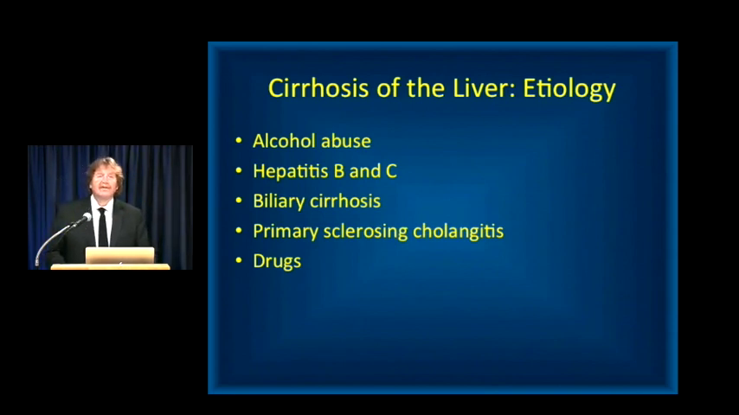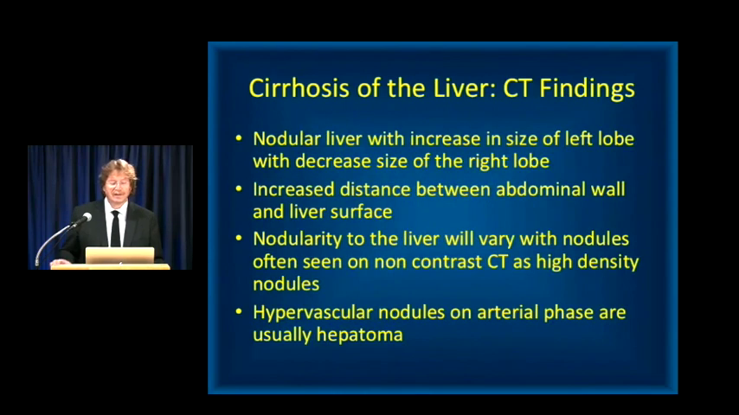Cirrhosis can be due to other things, hepatitis B and C. The good news is there are new drugs which can treat this. Biliary cirrhosis, primary sclerosing cholangitis, and certain medications are all causes of cirrhosis. But number one on the list is alcohol abuse, alcoholic hepatitis, that whole spectrum of disease. Now, when you look at cirrhosis, what are you looking for on CT?